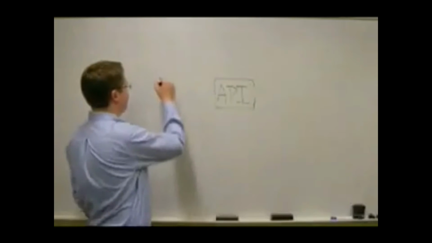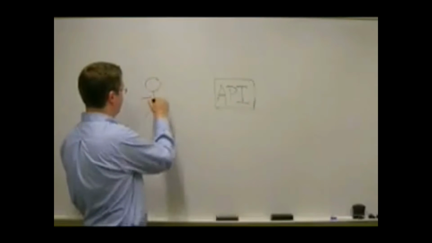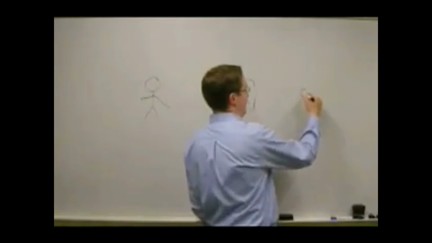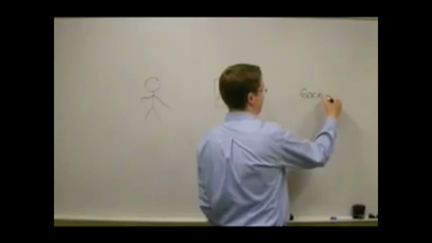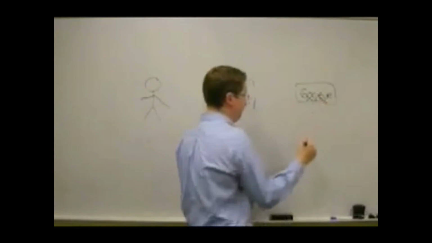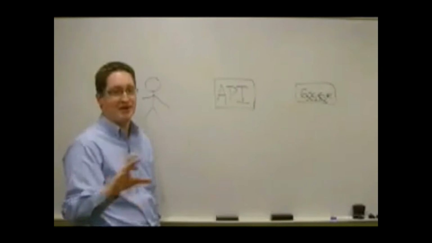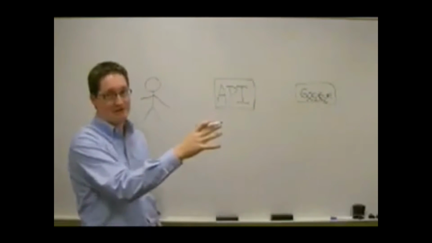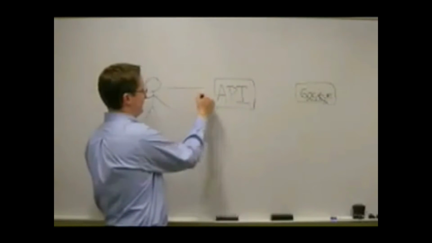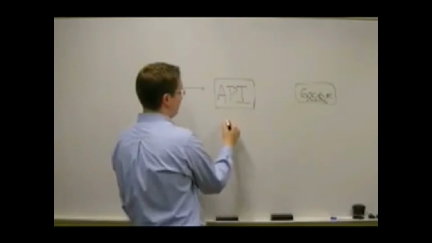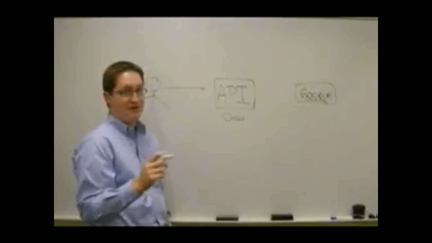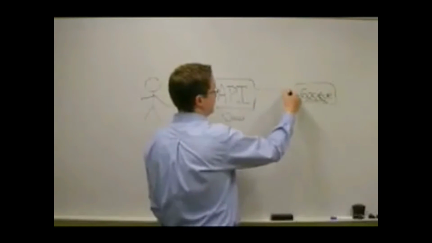So, here's you over here, and let's say you're trying to access Google. Let's say you want to tie into Google Maps, and you're doing a mashup that includes your data and Google Maps data. Well, what the API that Google has written does is it lets you come in, it checks to make sure that you have the right key, and if you have the right key, it allows you access to Google Maps.